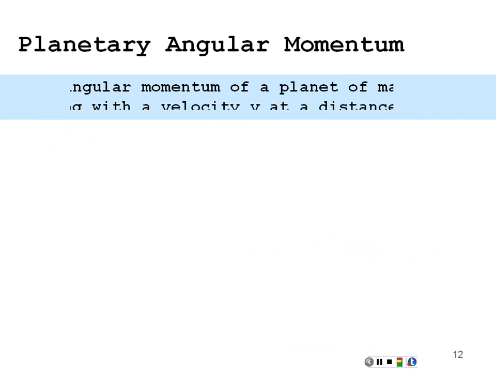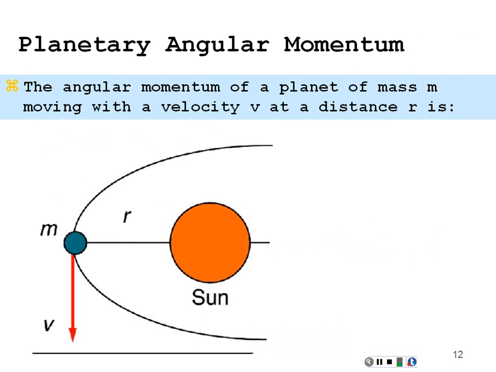A planet has angular momentum as it's going around the sun, equal to its linear momentum times the shortest distance to its line of action at that point, which would be the radius of its orbit. So the angular momentum of a planet at any particular moment would be equal to its mass times its linear velocity times its distance from the sun at that moment.